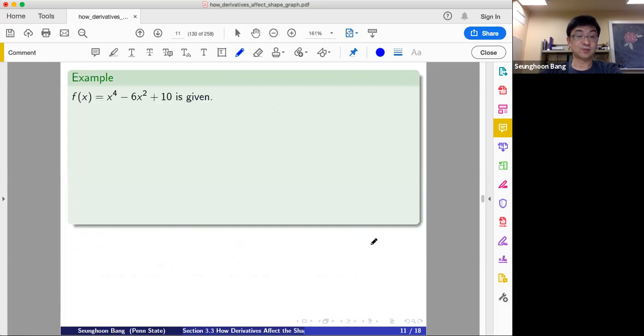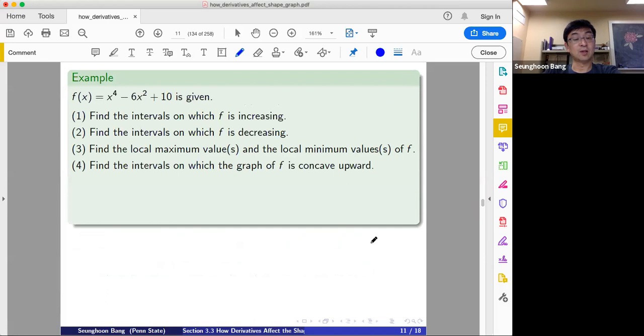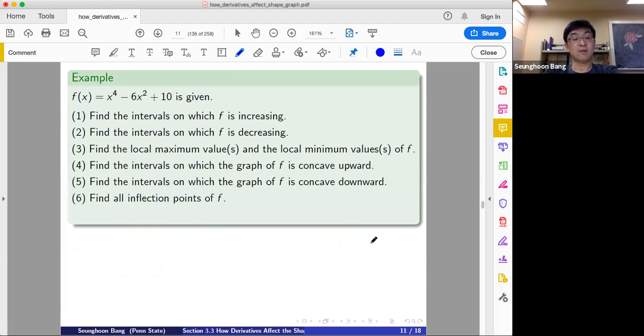The next example: f of x equals x to the 4 minus 6x squared plus 10 is given. First, find the intervals on which f is increasing. Second, find the intervals on which f is decreasing. Third, find the local maximum and local minimum. Fourth, find the intervals on which the graph of f is concave up and concave down. Fifth, find all inflection points of f. Sixth, sketch the graph of f.